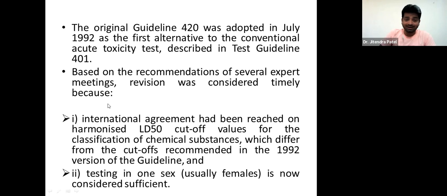So what is the reason why it has been revised? International agreement had been reached on harmonized LD50 cutoff values for the classification of chemical substances, which differ from the cutoff recommended in the 1992 version of the guideline. That was one reason. And testing in one sex, usually females, is used because the female strain is more sensitive, and whatever result we get, we can consider the same result in the human body or in some other organism, right? So that is now considered sufficient. Because of these two reasons, it has been revised.